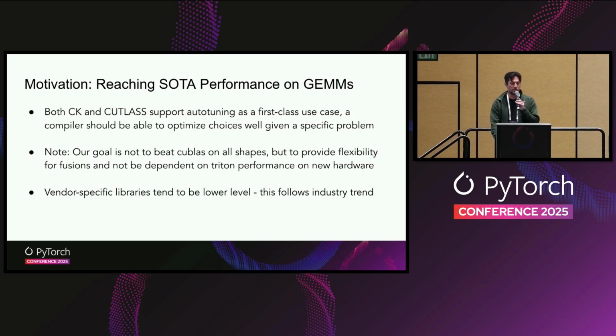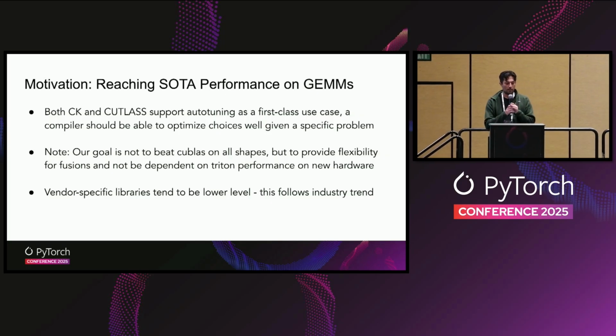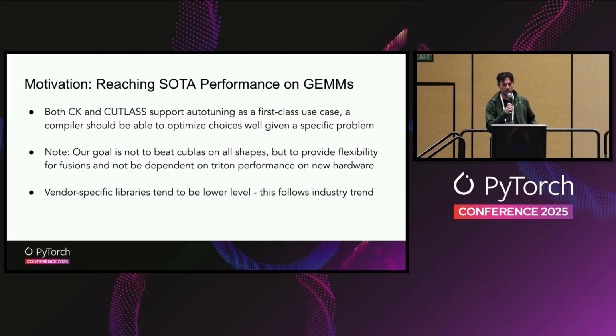In order to reach SOTA performance on GEMMs, we opted to use both AMD's Composable Kernel and Nvidia's CUTLASS library. These both support autotuning as a first-class use case, and our belief was that a compiler should be able to optimize choice as well, given a specific problem. As a JIT compiler, you have the information at runtime on what problem sizes you're going to be tackling, so you should be able to make the optimal choices.